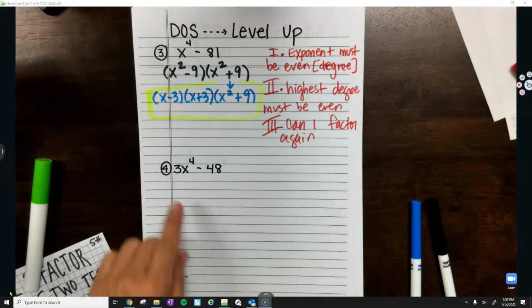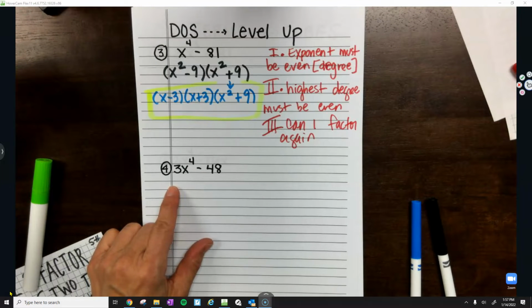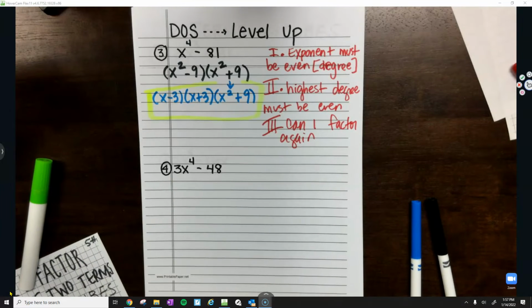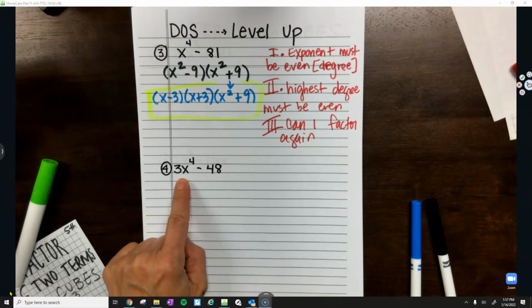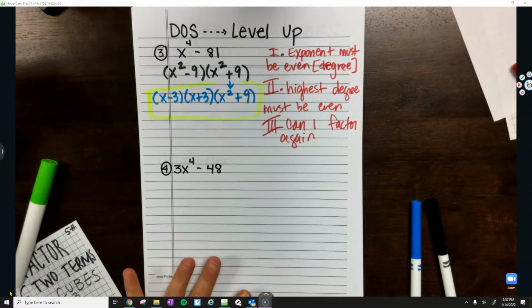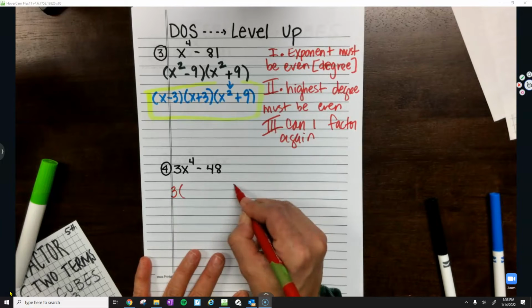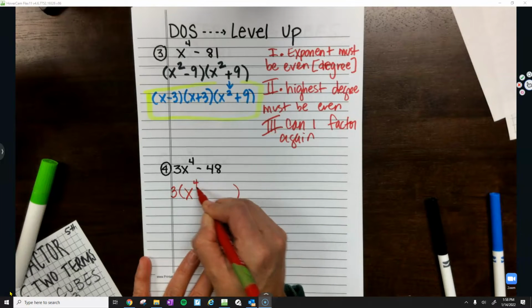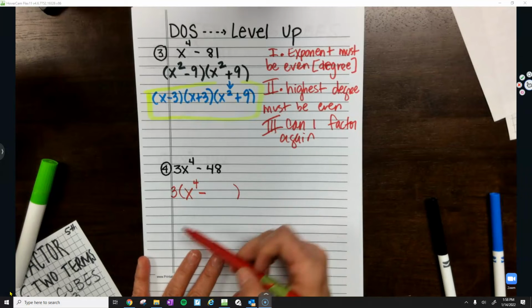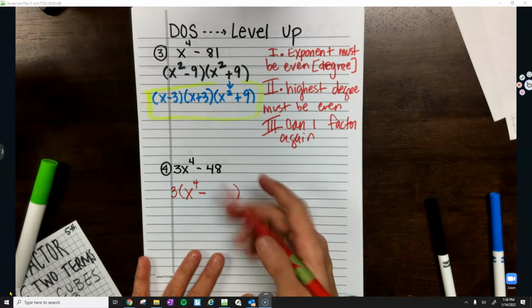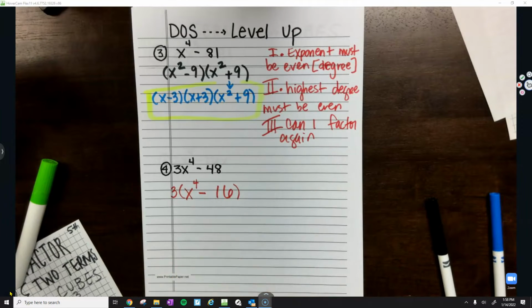Okay. So for problem number 4, it looks like there might be a GCF. Always check for a GCF if you have a number in front of the x. And 3 does go in both of them, y'all. 3 is a GCF. So that's going to be x to the 4th, and then 48 divided by 3. Do y'all know that? Impressive. So there you go. That's a difference of 2 squares.